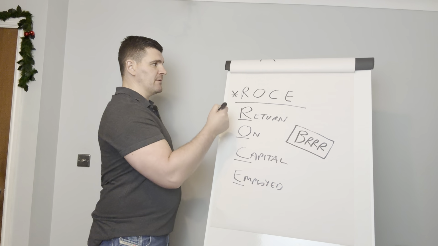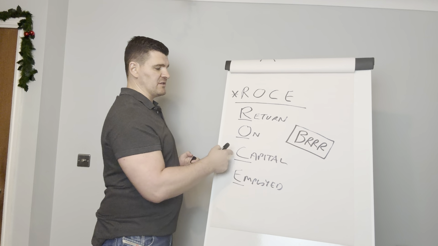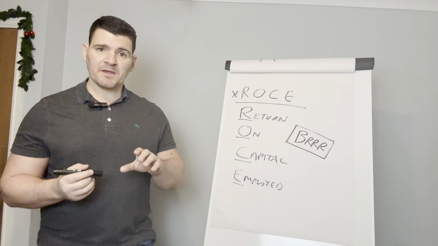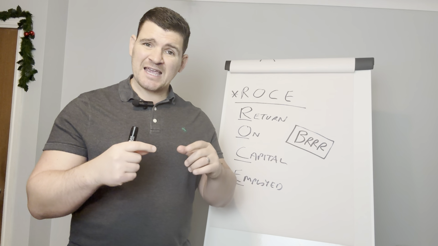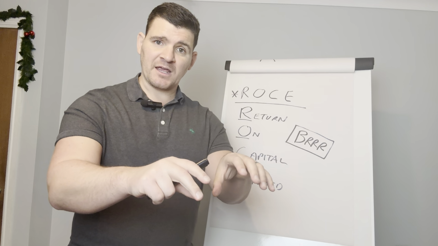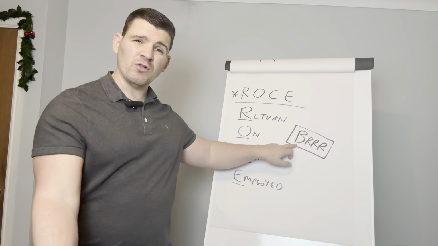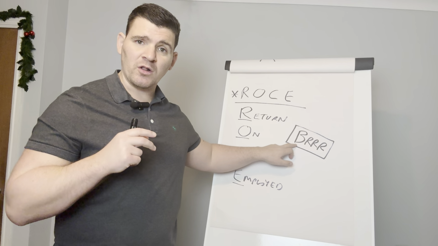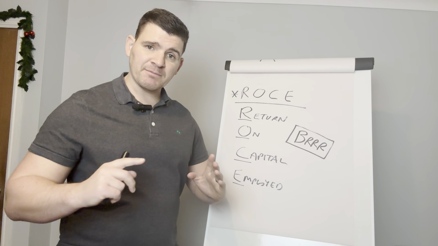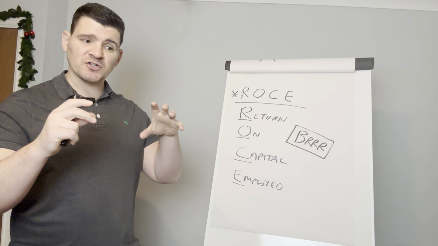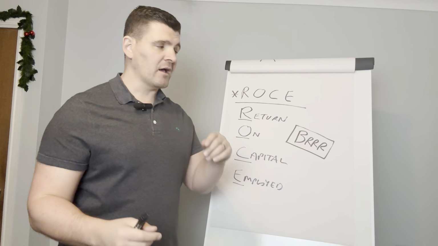So return on capital employed is basically the return you're expected to get based on the amount of money you've still left in the deal. I'm going to go on to this later, but if you've done the BRRR strategy and you pulled out lots of your money, most, some of it, all of it, then obviously your return on capital employed will be a lot higher than if you just dumped 25% in and left it there.